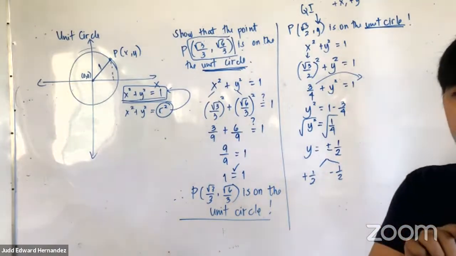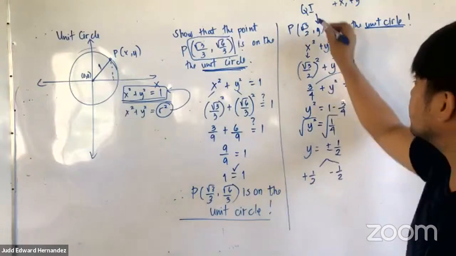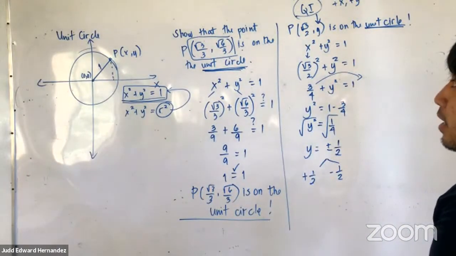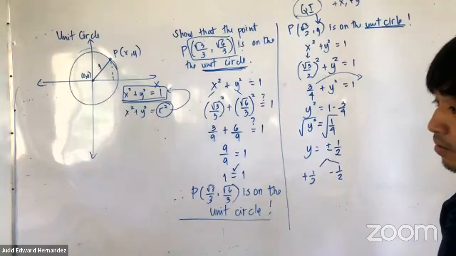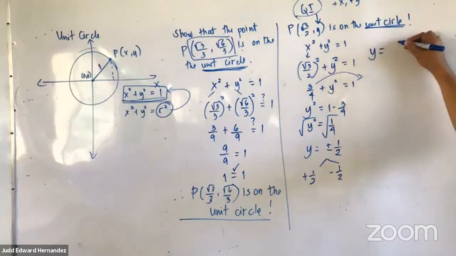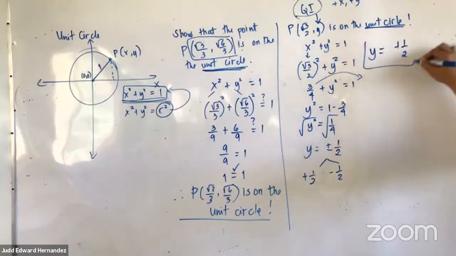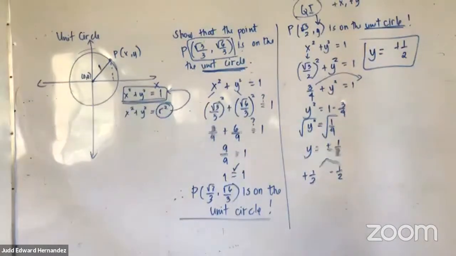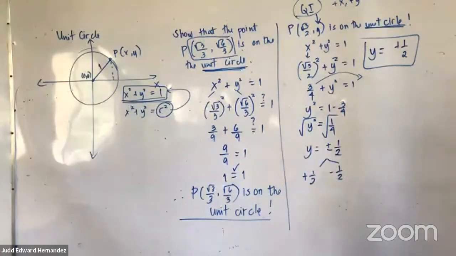So what do we choose? We are given a condition. And it should be located in quadrant 1. Tama po ba? And if it is located in quadrant 1, what is the value of the y? It should be positive. Therefore, the answer is y is equal to positive 1/2. Is this clear? Maliwanag po ba? Okay, therefore, y is equal to positive 1/2.